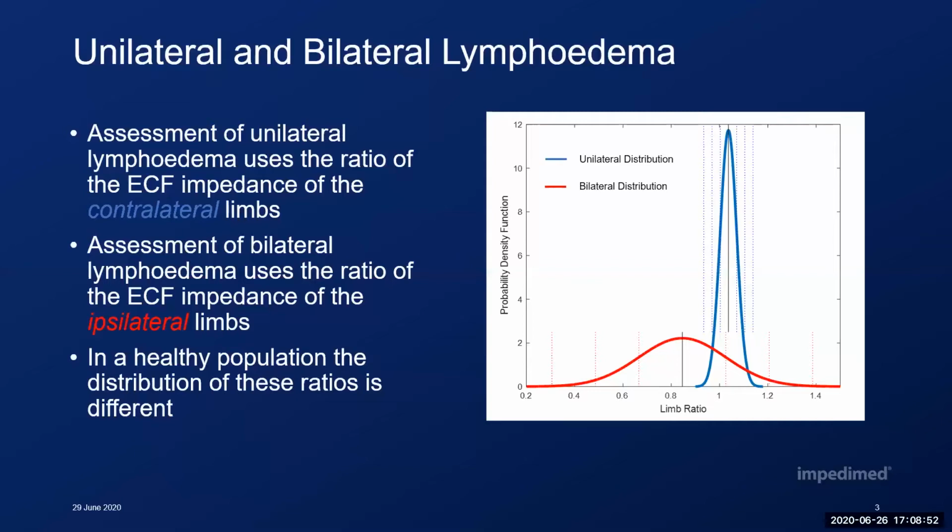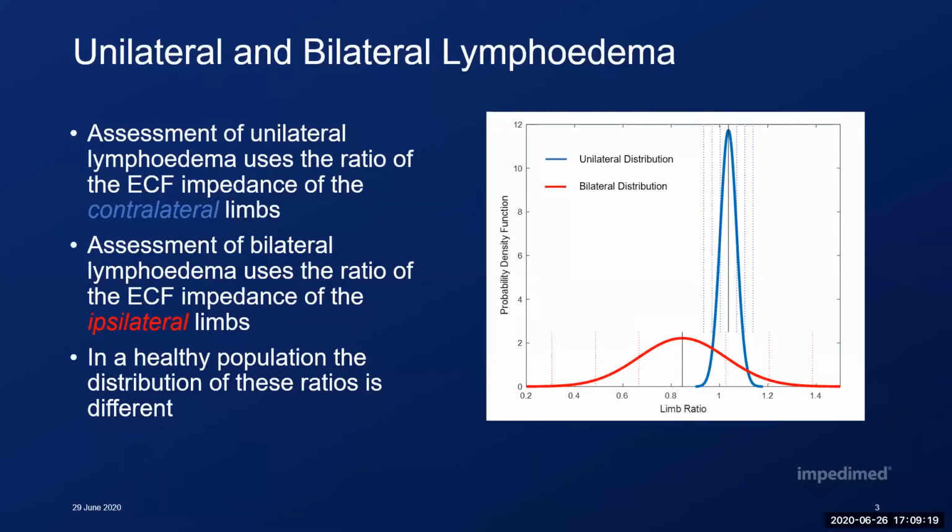the right arm, or the left leg is compared to the right leg. In the case of bilateral lymphedema, however, we no longer have a healthy contralateral limb to compare to. Instead, we use the ipsilateral limb as the healthy control limb. So in the case of a left arm, we compare it to the ipsilateral left leg, and in the case of a left leg, we compare it to the left arm. In each case, we start by calculating the impedance ratio of the unaffected limb to the at-risk limb.